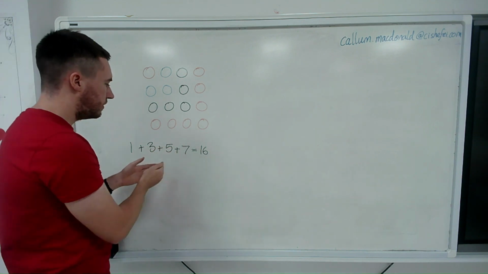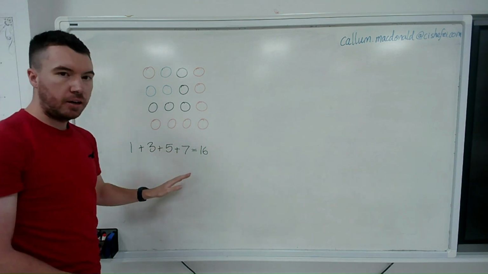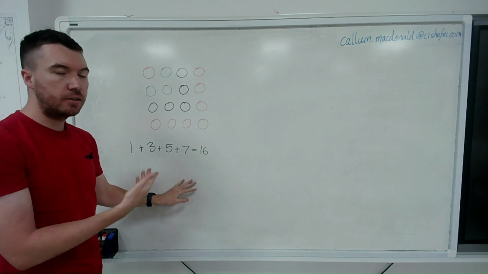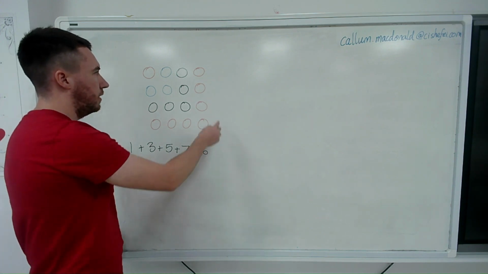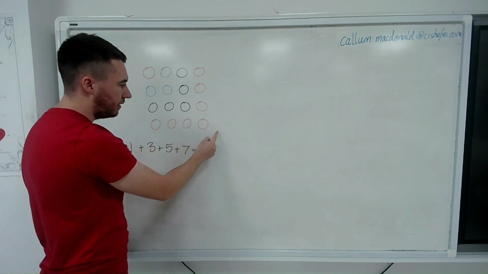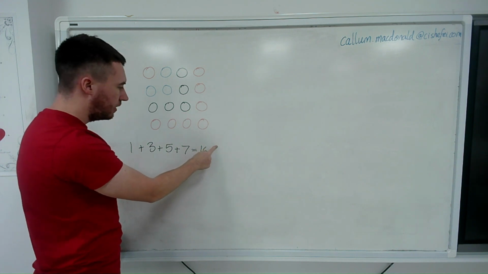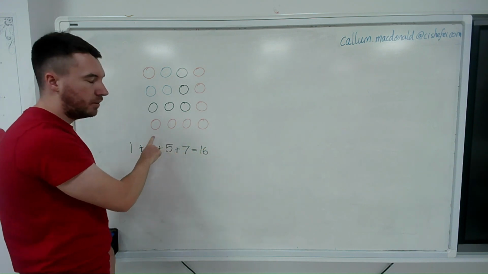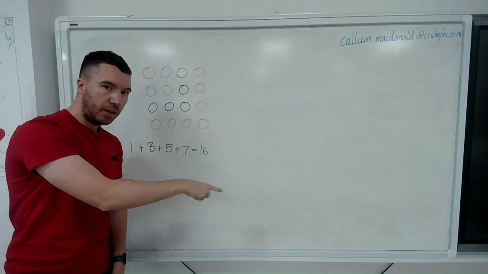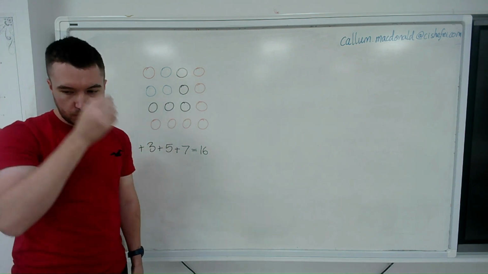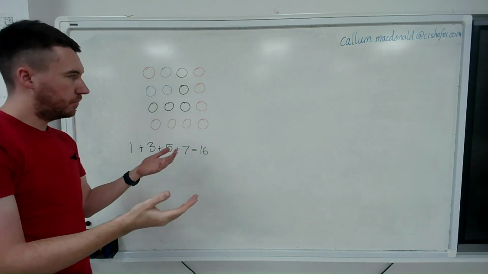Similarly, if you were to do the next term, you would add 9, which is the next consecutive odd number. I would put 1, 2, 3, 4 here, an extra one in the corner, and 1, 2, 3, 4 here, and I would form a 5 by 5 square, which is also 25 circles.